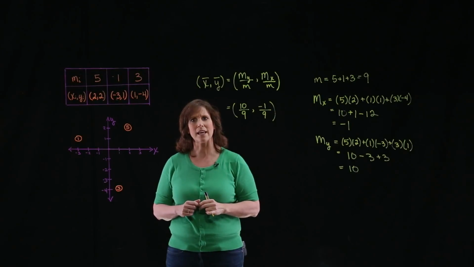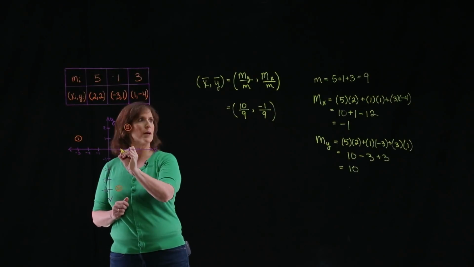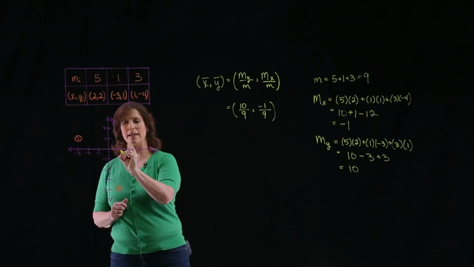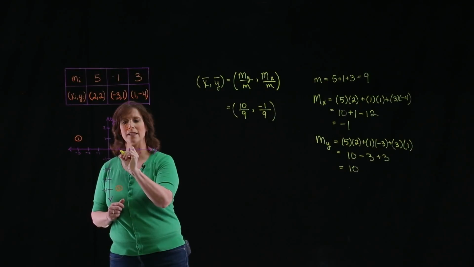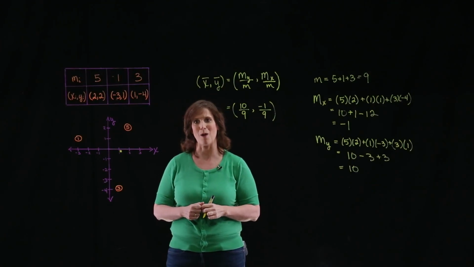Now let's see what that looks like on my Cartesian plane. 10 ninths is just a little bit bigger than 1, and minus 1 ninth is just below the axis. So it looks like that, right about here, is going to be my center of mass for this problem.